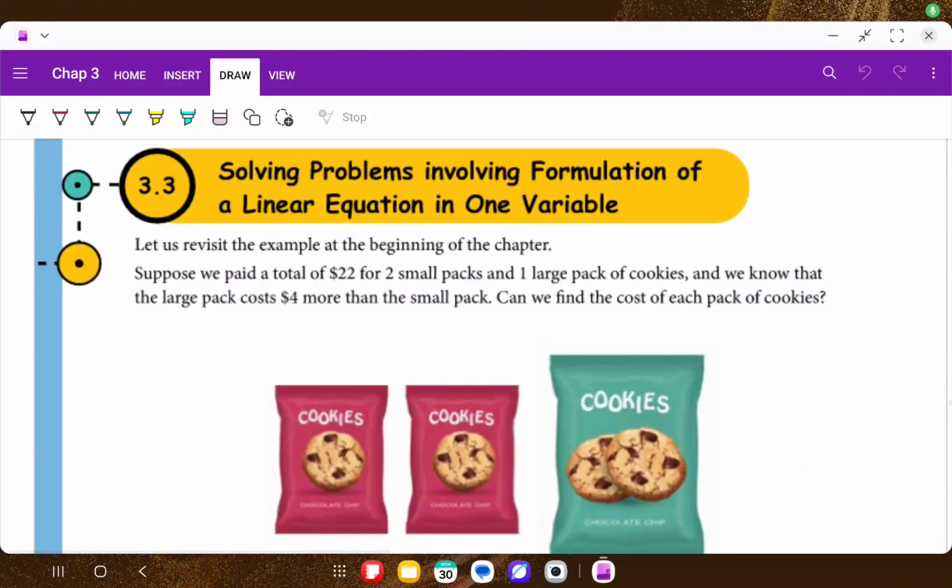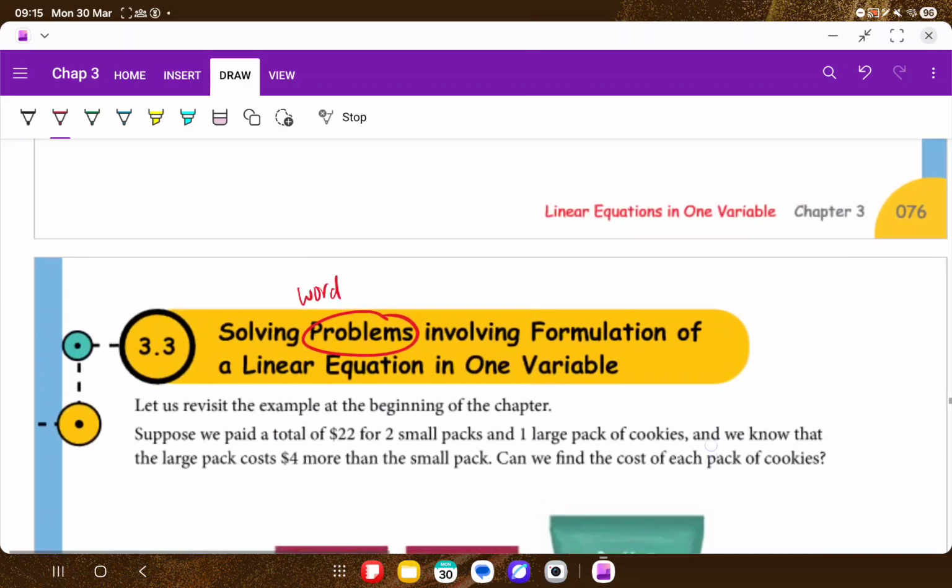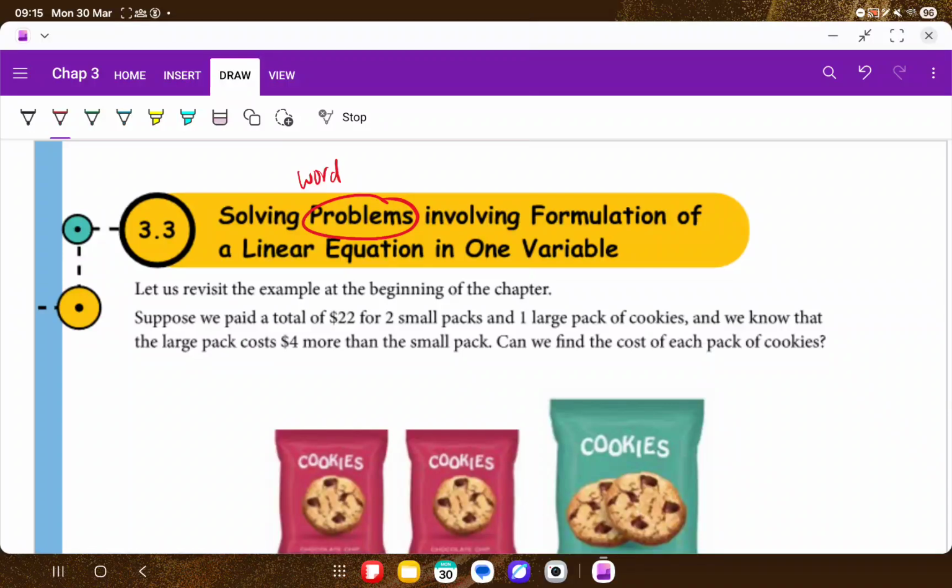Okay, quick introduction to the last part of algebra before we move on to graphs and all. And the last part is word problems. It's actually just word problems, so you might want to add "word problem" in front. We are at page 77.